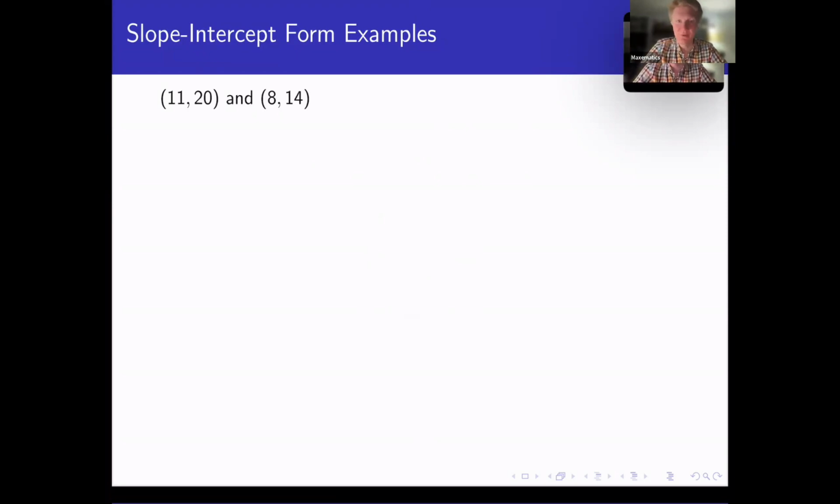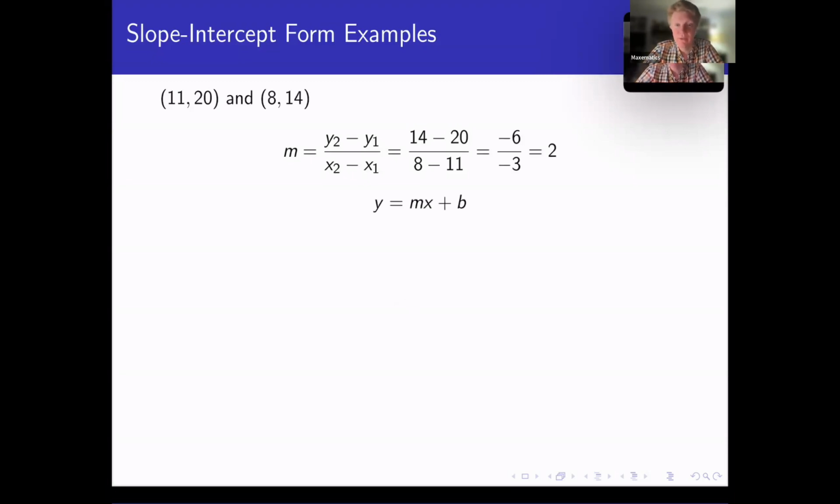Okay, let's do another example of that. 11, 20 and 8, 14. Let's start by finding the slope. At this point, we're pros at doing this. Let's subtract the y values divided by subtract the x values. Subtract, and negative 6 divided by negative 3 is positive 2. Okay, so in y equals mx plus b, m is 2. And now we want to solve for b.